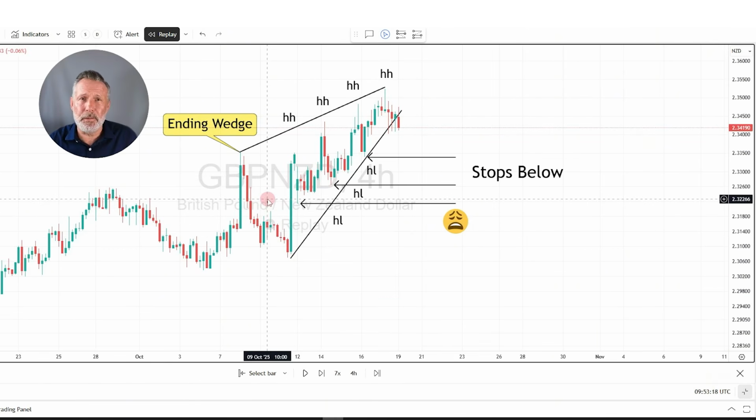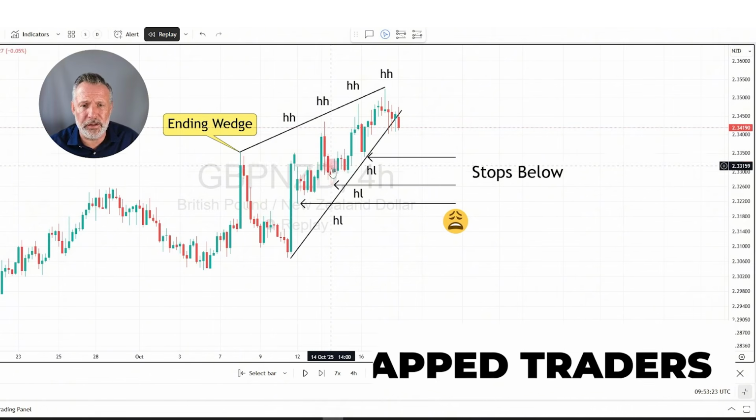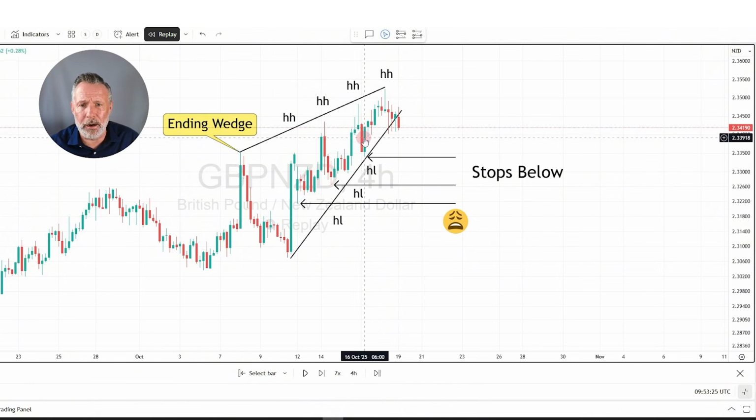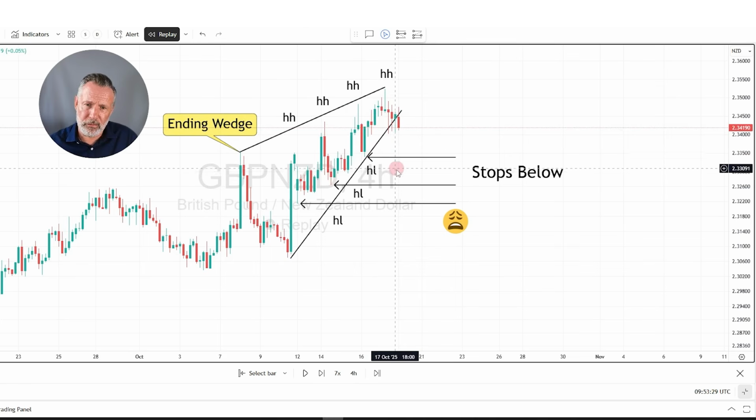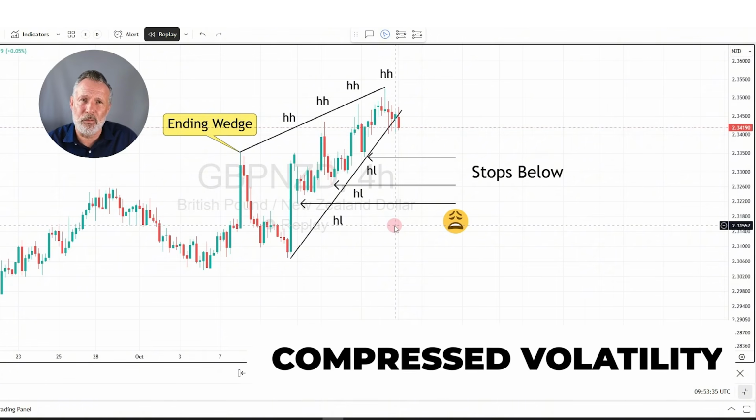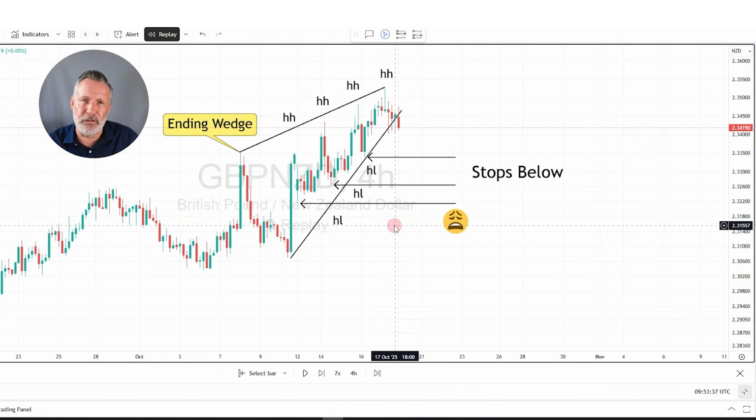So why are the moves so aggressive? Well, we have trapped traders who continued to buy on higher highs and higher lows. We have stop orders triggered on the breakout. And lastly, we have compressed volatility. This is when traders flip from bullish to bearish.